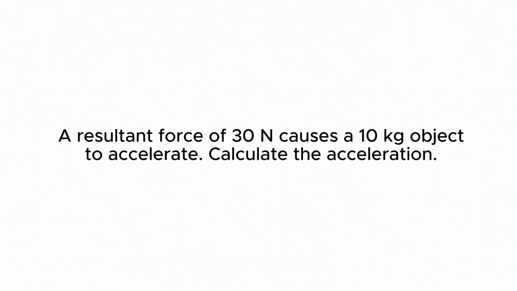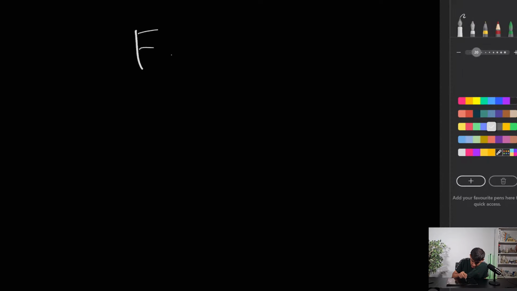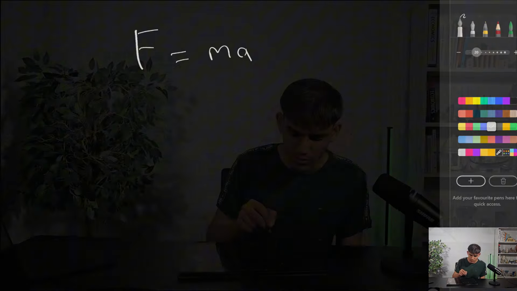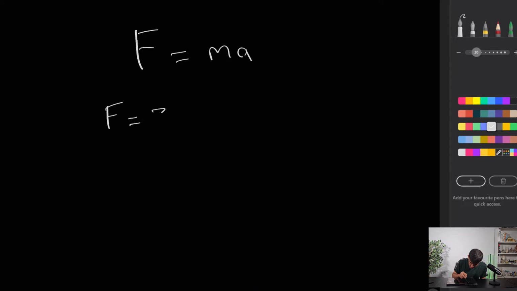Question 5 tells us that a resultant force of 30 newtons causes a 10 kg object to accelerate, and we're asked to calculate the acceleration. Well, here we can use Newton's second law, which is the equation F equals ma, where F is equal to the resultant force of the object, m is equal to the mass of the object, and a is equal to the acceleration of the object. So we know that F equals 30 newtons and m equals 10 kg.